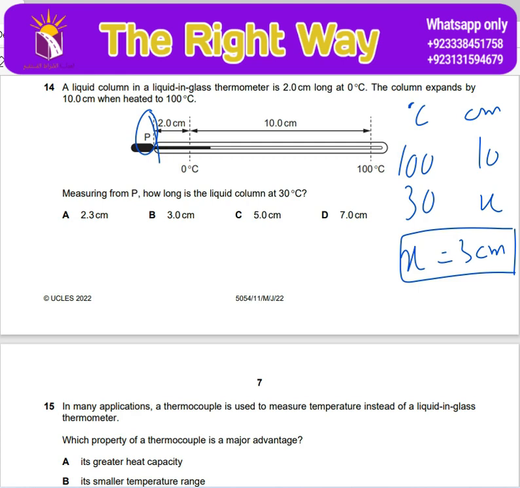So, is 3 the right answer? No, 3 is the wrong answer, because 3 is from this point. We are going to calculate it from P. So from P, 2 plus 3 is equal to 5. So 5 is the right answer.